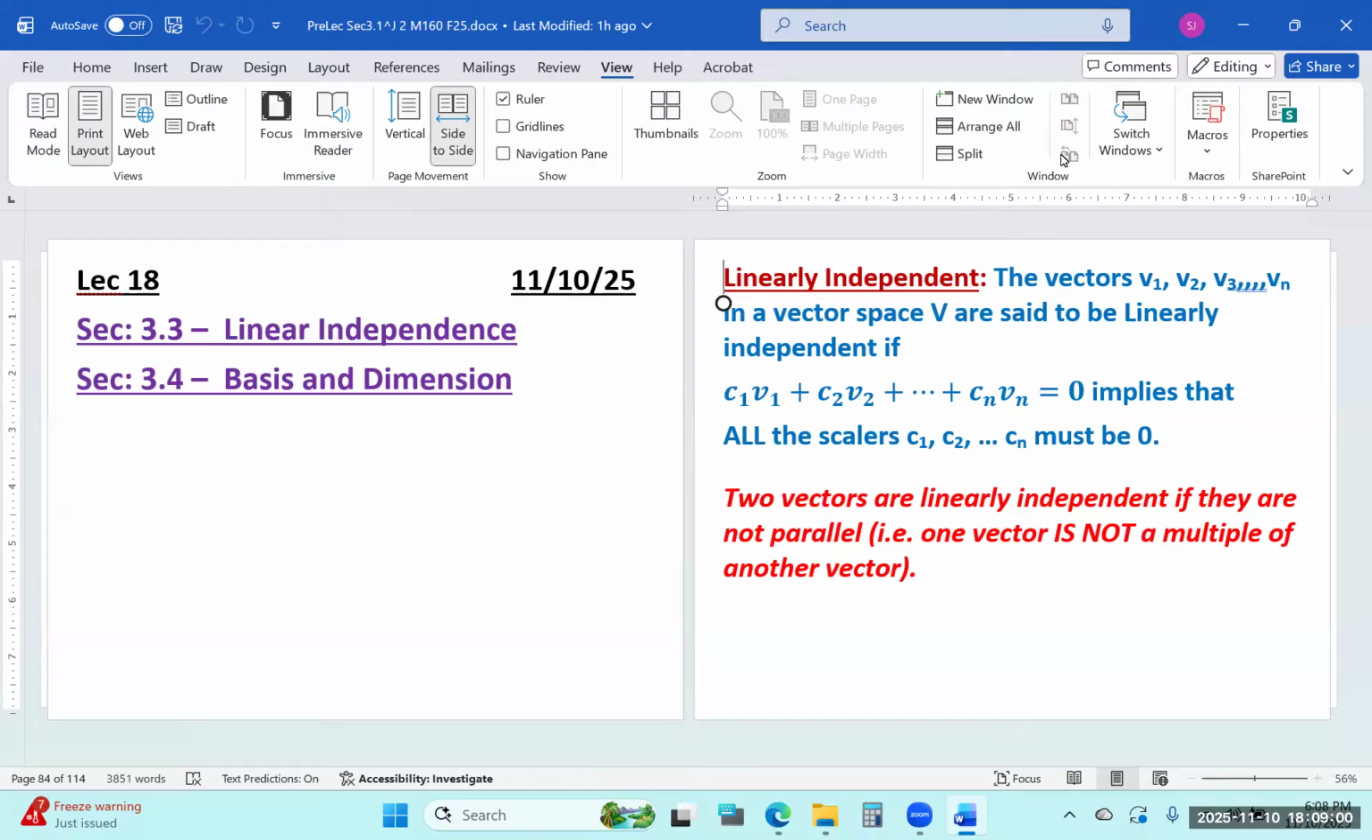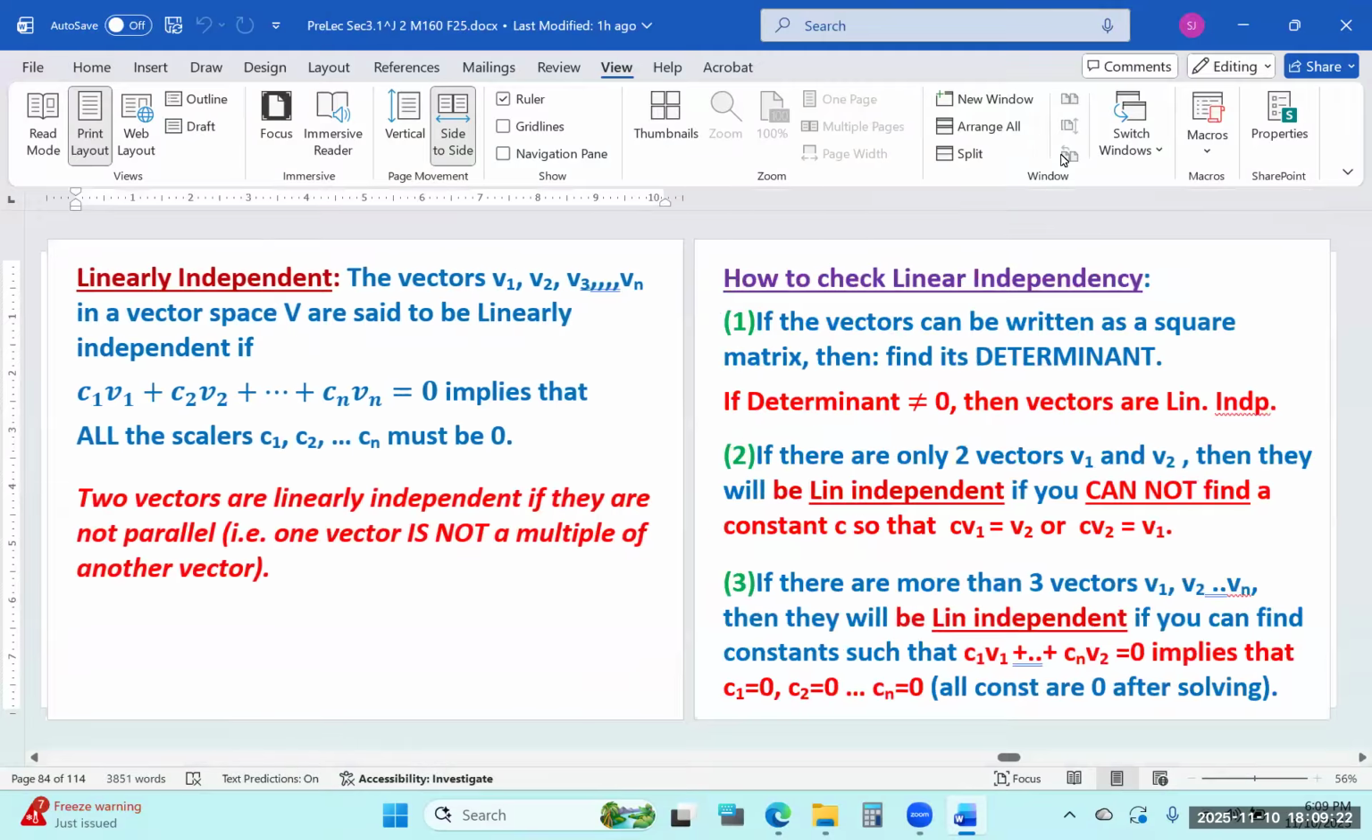And geometrically, what it means is that two vectors are linearly independent if they're not parallel. Parallel lines are not independent of one another, because one line is a multiple of the other line. So how do you know whether a bunch of vectors are linearly independent or not? There are 3 ways you can check linear independence.